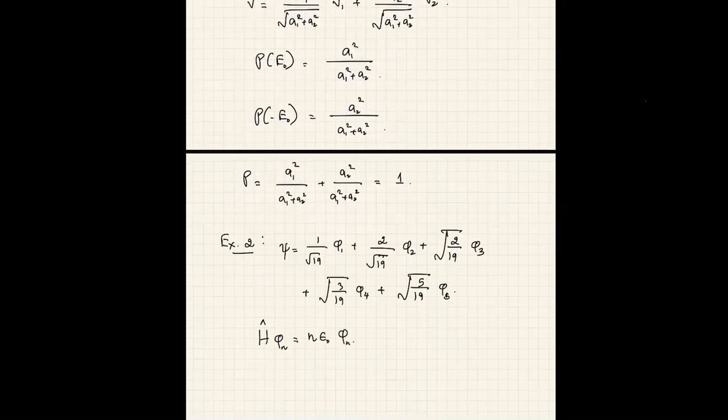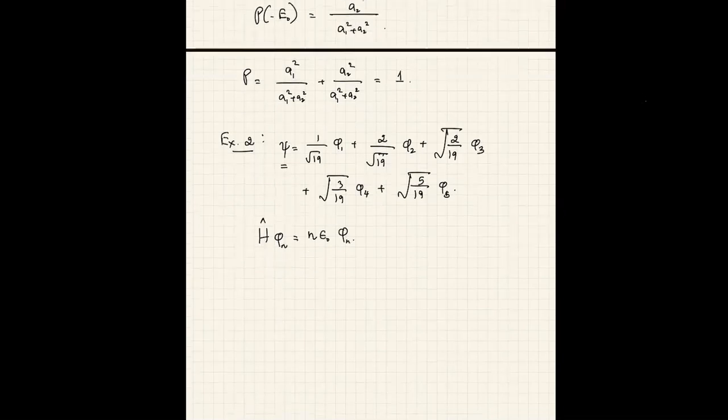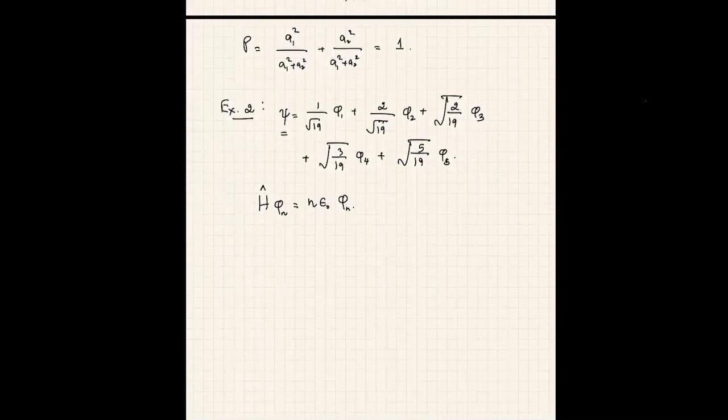What does this mean? This means that phi 2 is an eigenfunction of the Hamiltonian with energy eigenvalue 2E0. Phi 4 is an eigenfunction of the Hamiltonian with energy eigenvalue 4E0, and so on and so forth. So I'm expressing the state of a system in terms of a wave function psi, which I have expressed as a linear combination of all the different eigenfunctions of a Hamiltonian. Why Hamiltonian, nothing else? Because I want to measure the energy. If I wanted to measure something else, I would express the state of a system as a linear combination of the eigenvectors of that particular observable that I'm interested in measuring.